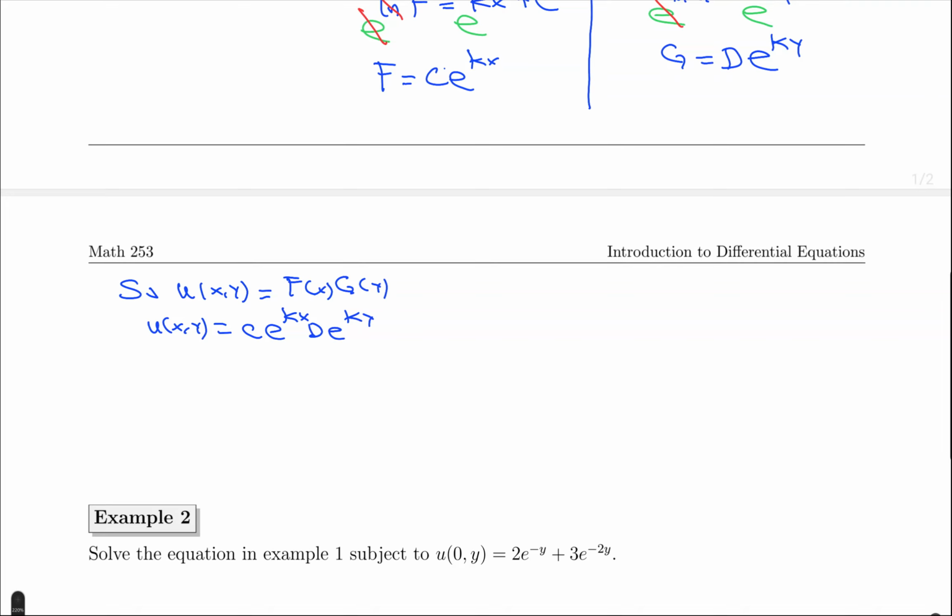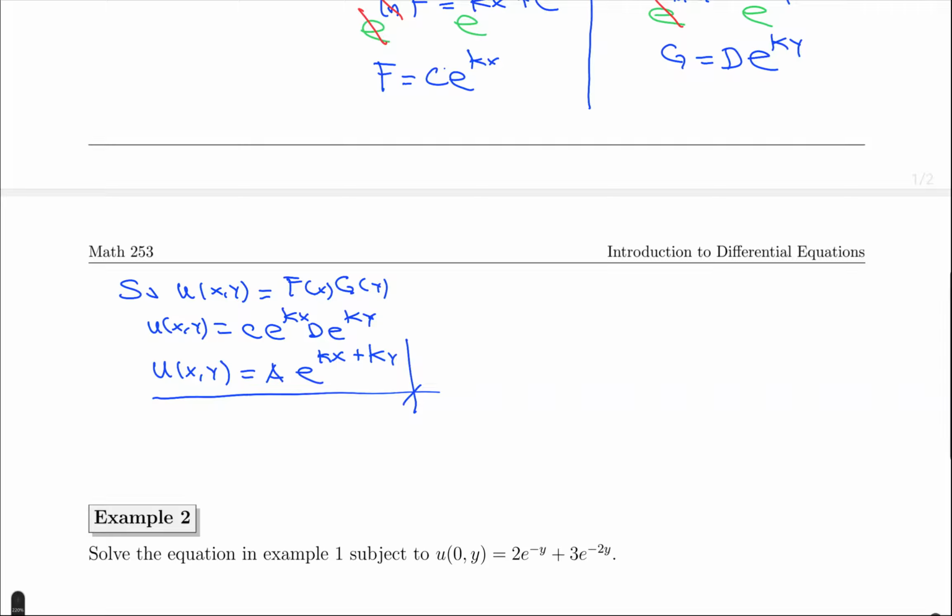There's a couple of things we might want to do. Number one, multiplying that c times d, that is a constant times another constant, is just going to give us another constant. I'm just going to write that as an a. And then e to the same base, what do we do with the exponents? Add them together: kx plus ky. And that is our general solution. That's the general solution to the PDE.